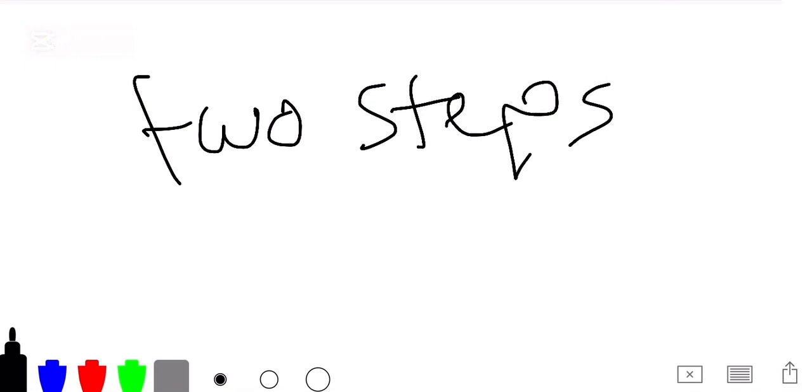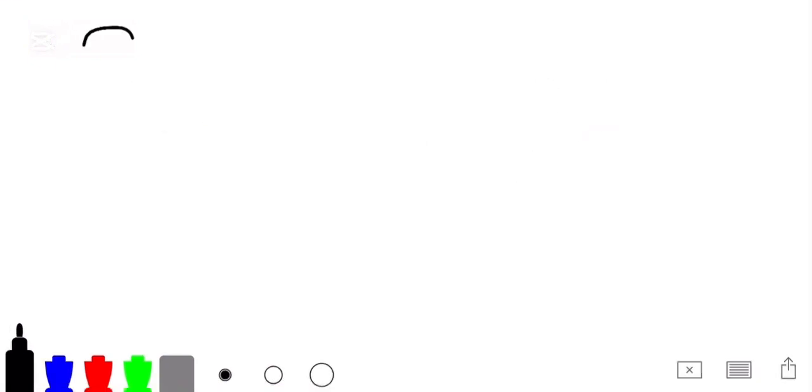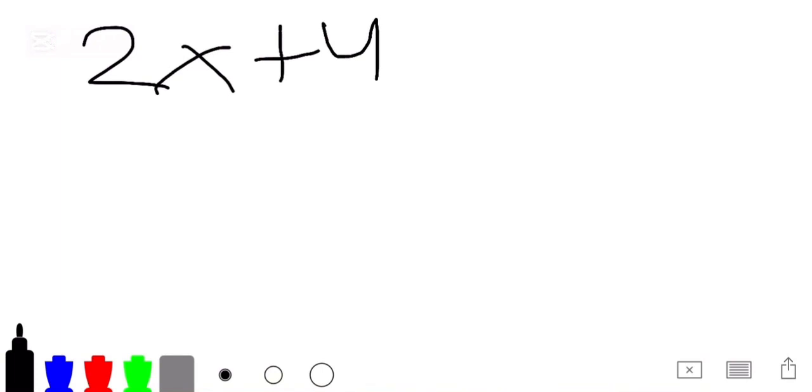Basically, a two-step equation is in its name. Alright, so let's solve this equation: 2x plus 4 equals 8. Alright, so the first step is we want to isolate the variable.